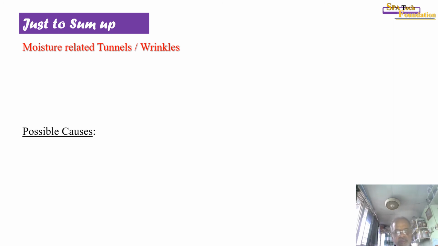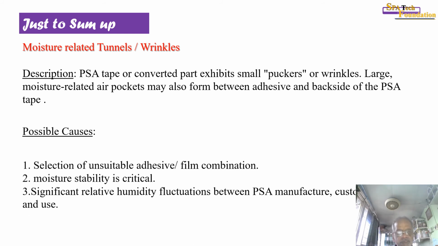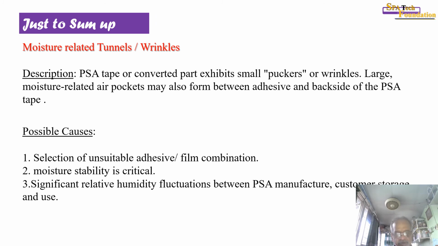Moisture related tunnels and wrinkles. PSA tape or converted part exhibits small puckers or wrinkles. Large moisture-related air pockets may also form between the adhesive and the backside of the PSA tape. The possible cause: selection of unsuitable adhesive or film combination. Moisture stability is critical, given significant relative humidity fluctuation between PSA manufacture, customer storage and use.